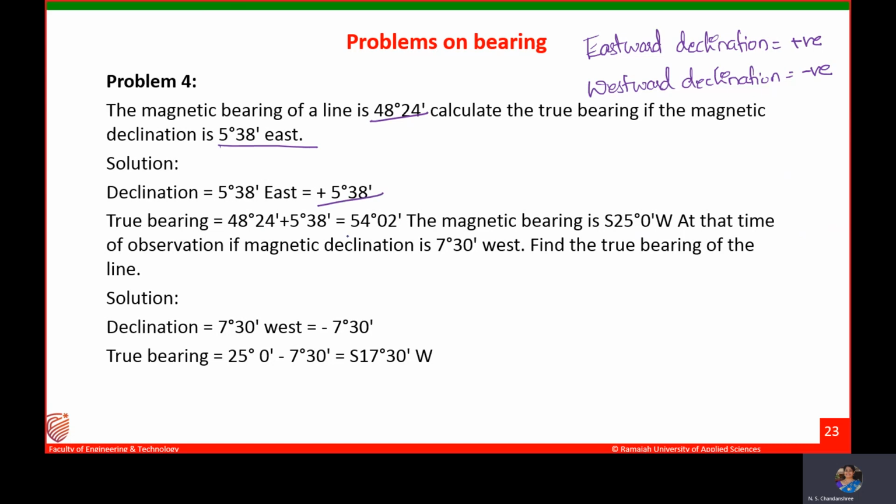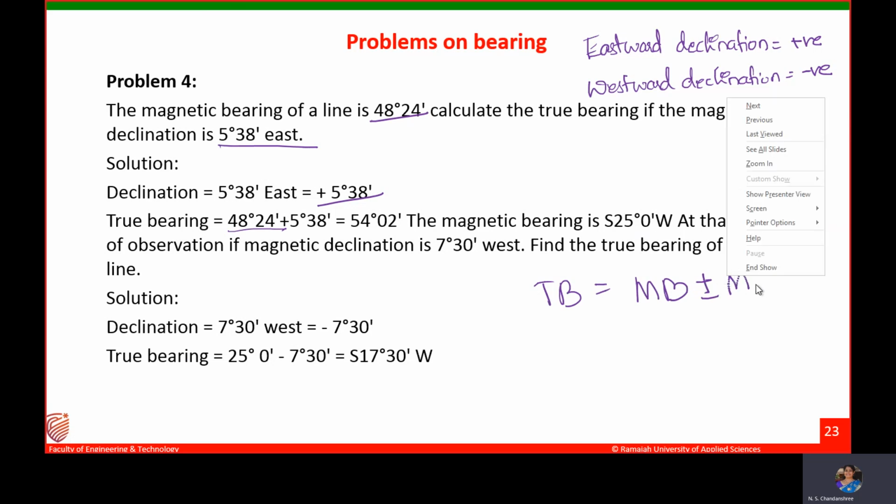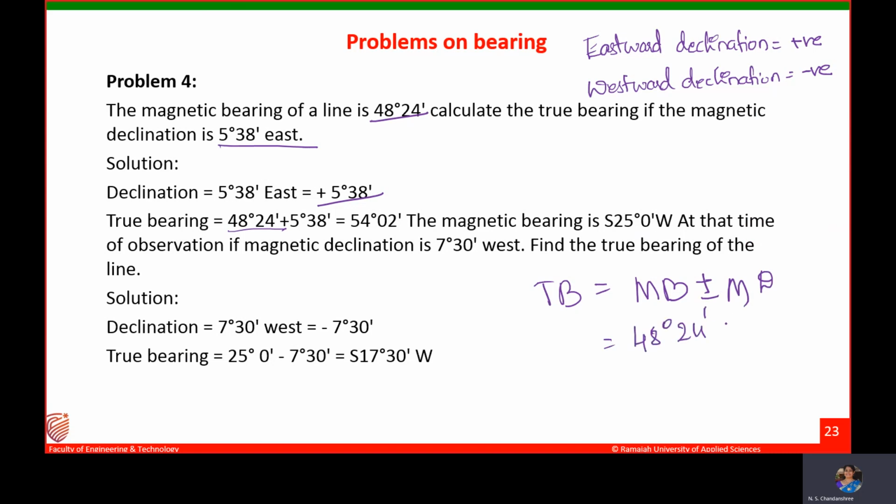So the true bearing of a line can be found out using: true bearing is equal to magnetic bearing plus or minus magnetic declination. The magnetic bearing is 48 degrees 24 minutes. Because it is eastward declination, we will use plus 5 degrees 38 minutes. So the answer here is 54 degrees 2 minutes.